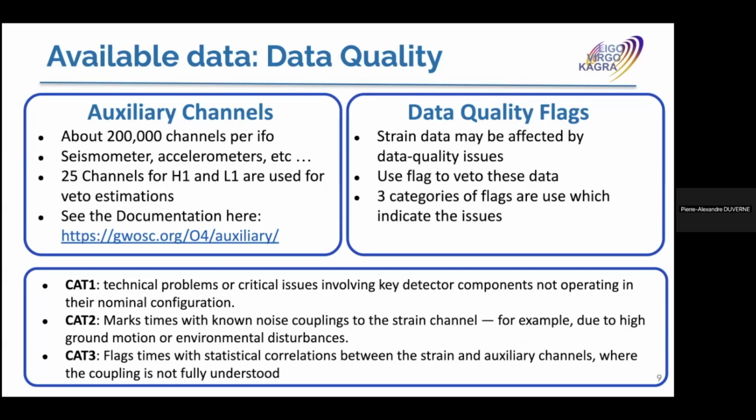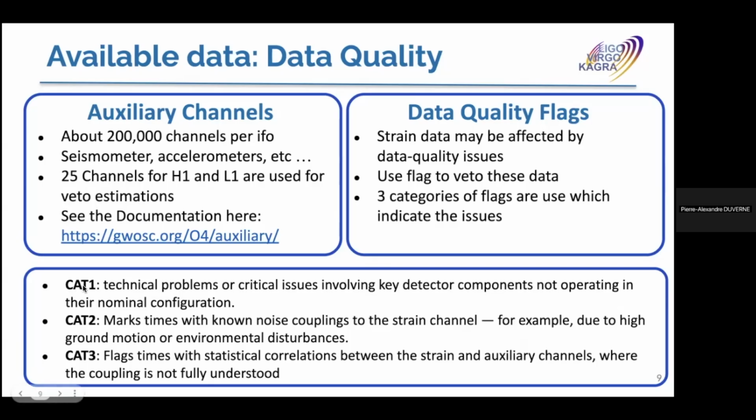data quality issues. And these channels have been selected because they are good proxies for estimating whether or not you have a data quality issue in your h(t) strain data. And then, based on those auxiliary channels, we can create flags to veto these data. And these flags are spread into three categories, which indicate the kind of issue you're facing.